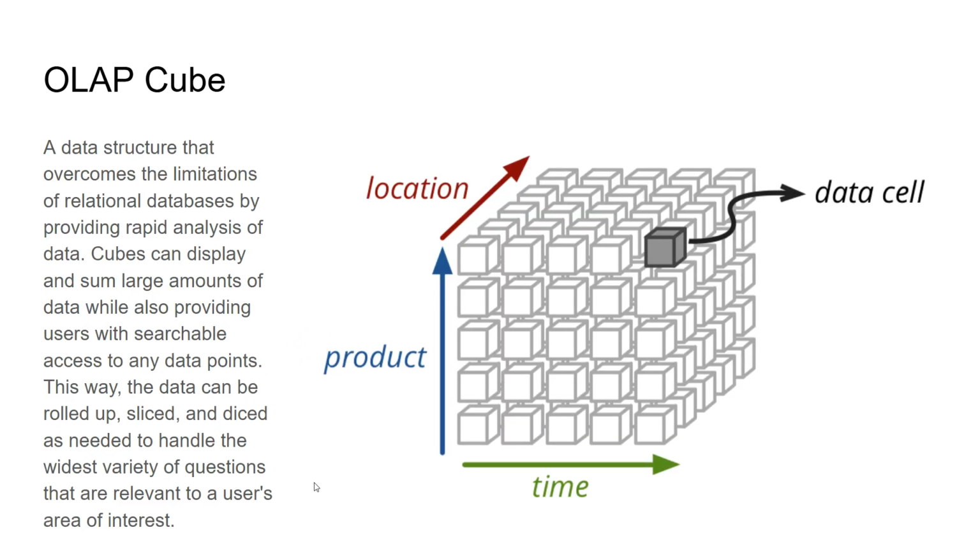Further down, looking at the cube, a cube is a data structure that tries to break up the limitation of a relational database or even star schema by providing rapid analysis of data, by providing ways to look at data from multiple different angles. You can look at the location, different product, different time. You don't need to perform all the joins and write SQL. You just look at one dimension and do all the slicing and dicing. Cubes can display and sum large amounts of data and provide users with searchable access to the detailed data points. So this way the data can be rolled up, sliced and diced as needed to handle the variety of questions that you will be asking.